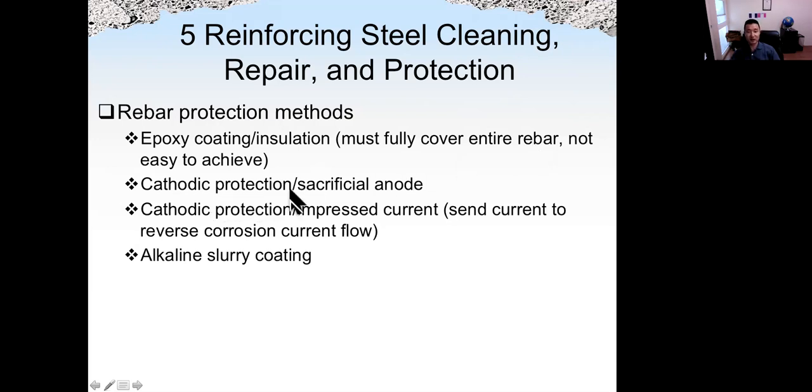So cathodic protection or sacrificial anode can also be used by attaching aluminum or zinc, or using galvanized thin layers of zinc on the surface of the rebar. So this is called cathodic protection. Or we can use impressed current, such as using a battery to send a current to reverse the corrosion current flow. You can also use alkali slurry coating. The high pH level of the alkali slurry will help generate a protective thin film on the surface of the rebar. So these are some of the rebar protection methods we can use.